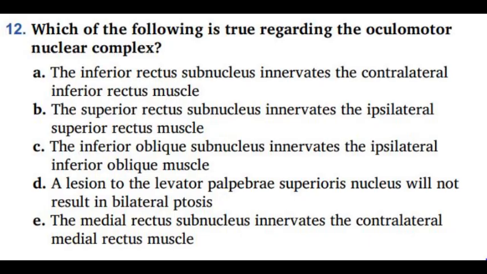A lesion to the levator palpebrae superioris nucleus will not result in bilateral ptosis. That is false. A lesion to this nucleus will lead to bilateral ptosis because it's a single nucleus at the midline that innervates both levator palpebrae superioris. And the last option is the medial rectus subnucleus innervates the contralateral medial rectus muscle, and that's false. The medial rectus subnuclei innervates the ipsilateral medial rectus.